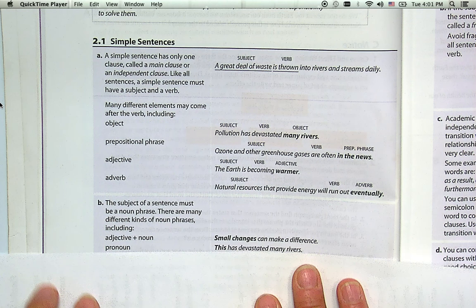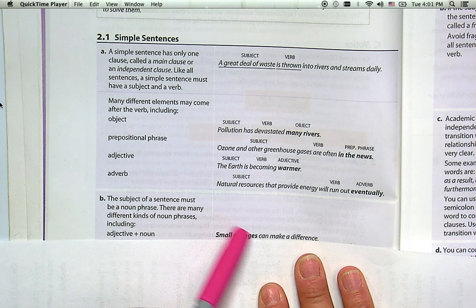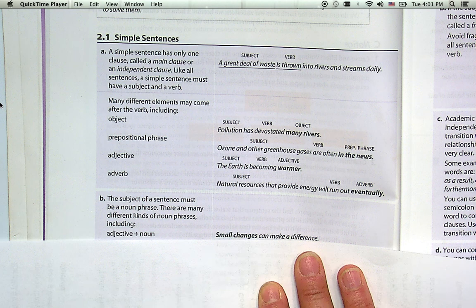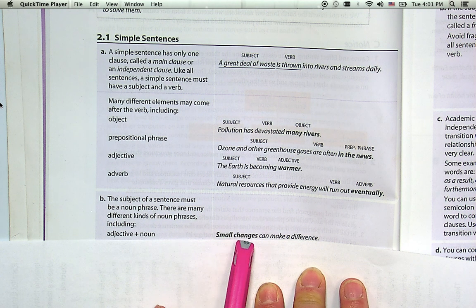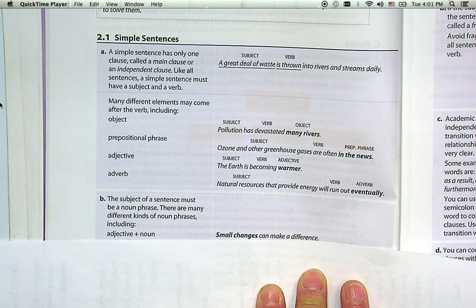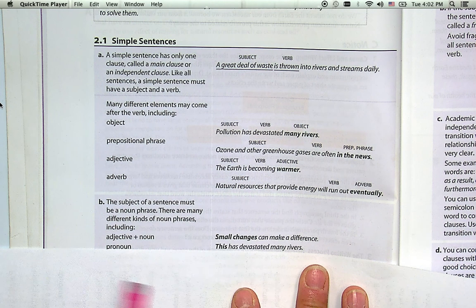You could have an adjective plus noun, like "small changes." So you must have at least a noun. It must be a noun. You have to have a noun in there somewhere. But you can have different things with your noun. You can have "small changes," and "changes" is our noun, but what kind of changes? Oh, small changes.